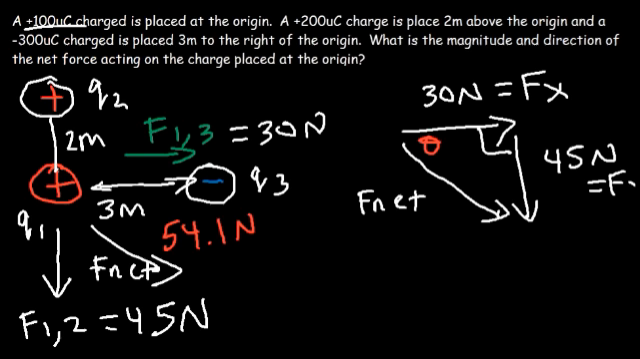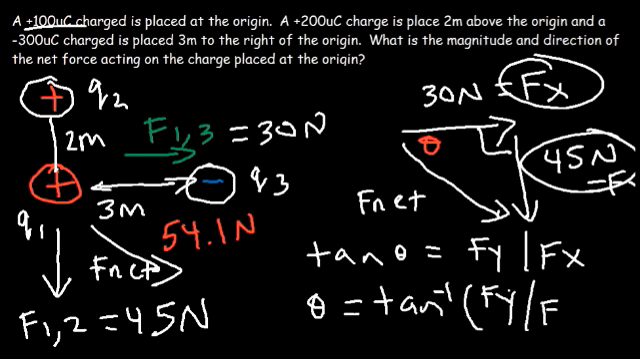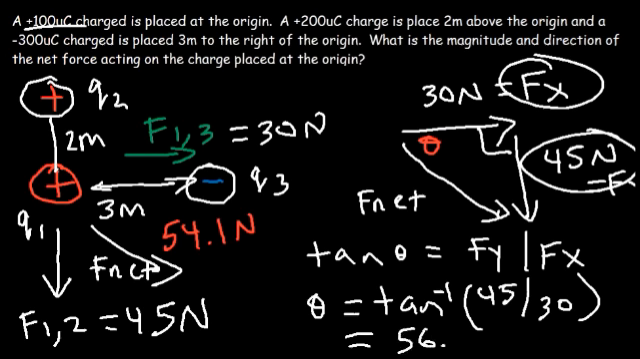Based on SOHCAHTOA, tangent theta is equal to the opposite side, Fy, divided by the adjacent side. So tangent theta is Fy over Fx. To find theta, it's the inverse tangent of Fy divided by Fx. In this case, it's the inverse tangent of 45 divided by 30. Now the angle is equal to 56.3 degrees.